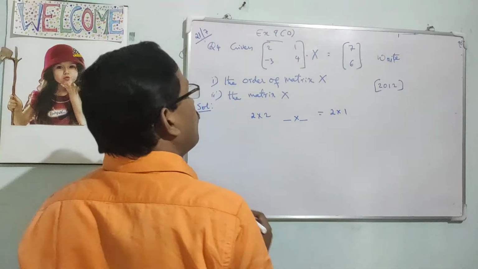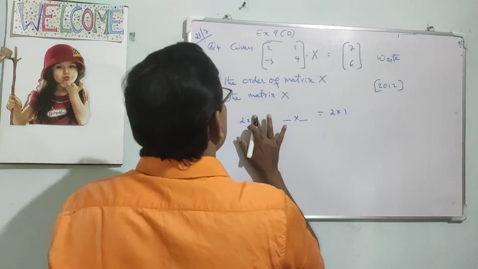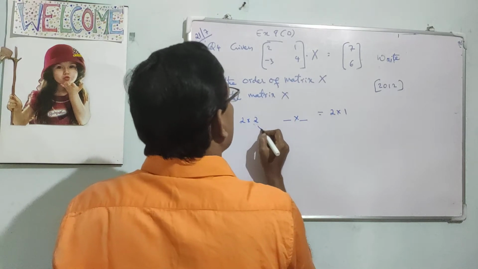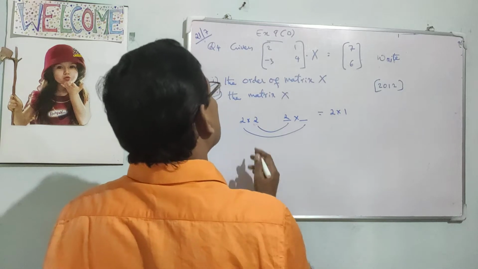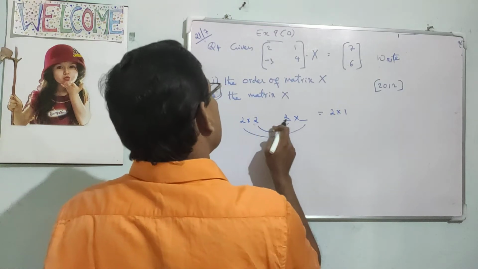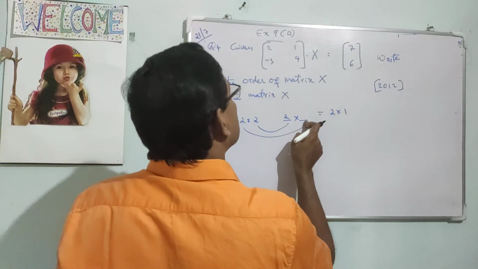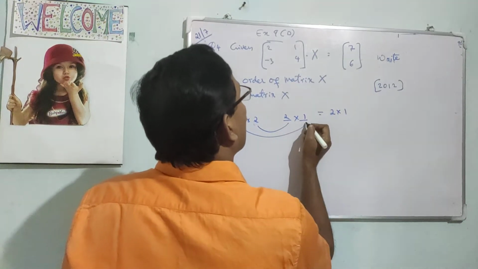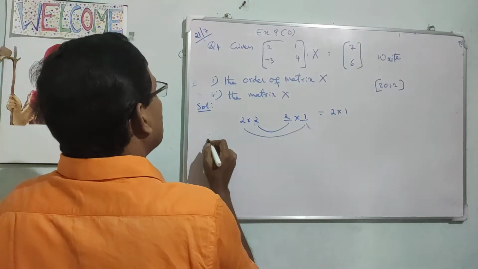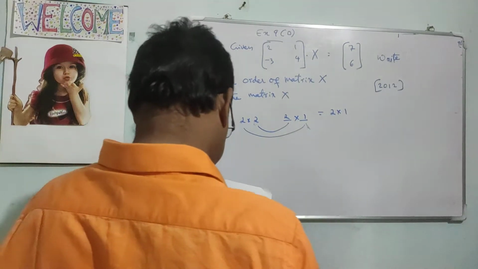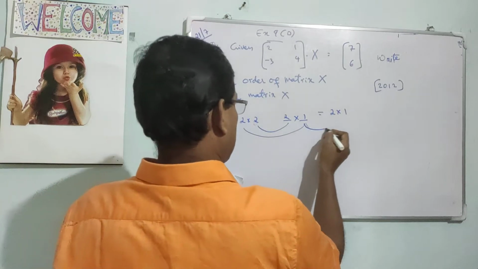Now we know one thing: if you want to multiply two matrices, first of all their inner numbers must match. This must be 2, and the product matrix will be of order 2 by 1. So what will come here? 1. Clear? Yes. Therefore, the order of the product matrix is as shown, and this must be the same.